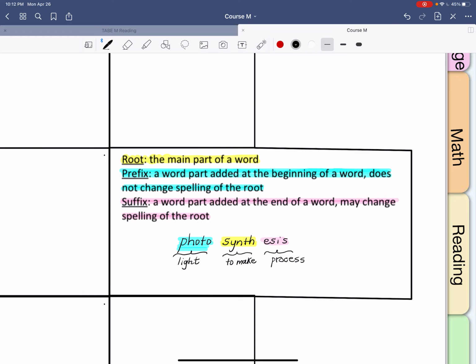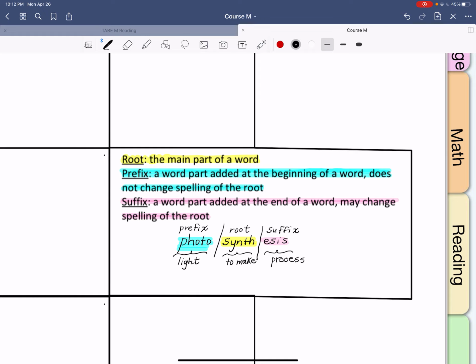This one is really a good one to show you the parts of the word. Here's the prefix, goes at the beginning. Prefixes never change the spelling of the root. And here is the root word. Esis is the suffix. And there you have a very big scientific word, photosynthesis.